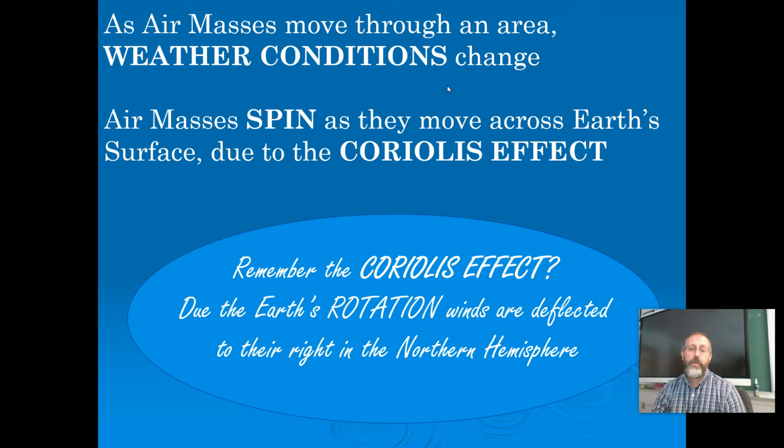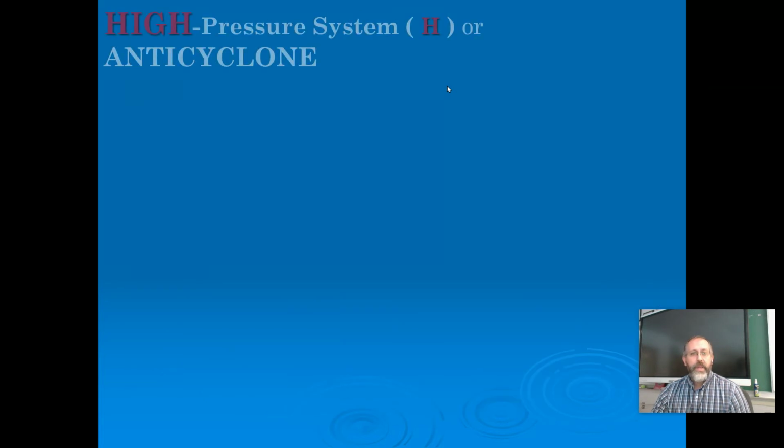So hopefully you remember the Coriolis effect. We talked about it when we were doing Foucault's pendulum and evidence of the Earth's rotation. In the northern hemisphere, everything wants to curve right. So you've got two options for pressure systems: high pressure systems and low pressure systems. On a weather map, high pressure systems are typically a big red H. It's also called an anticyclone, the opposite of a cyclone.